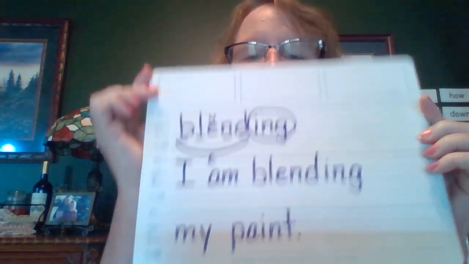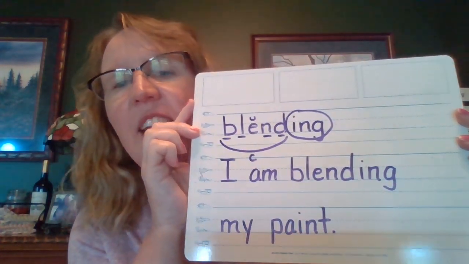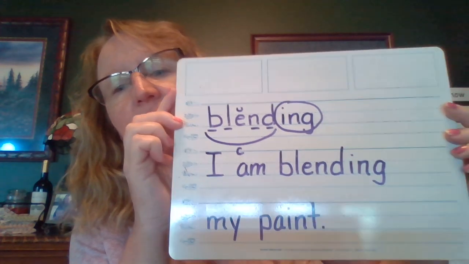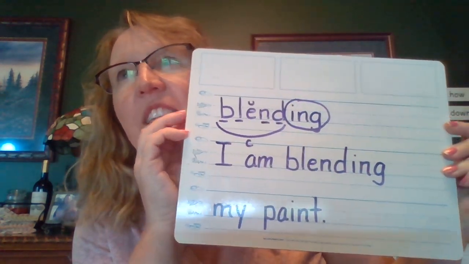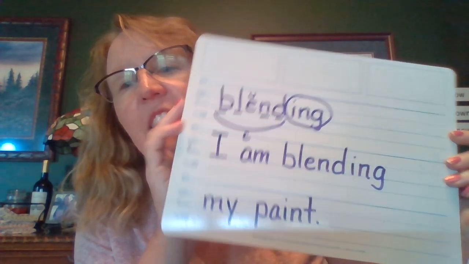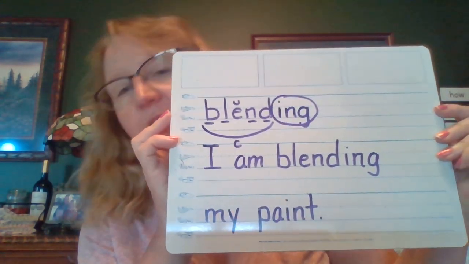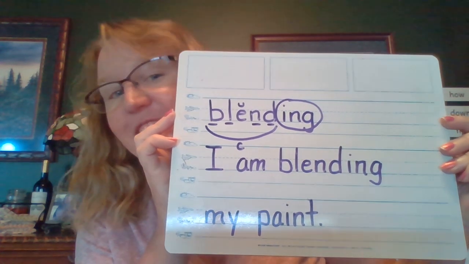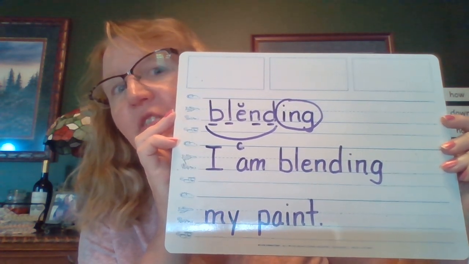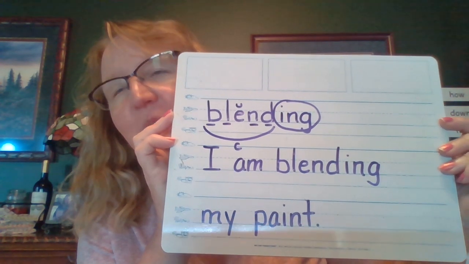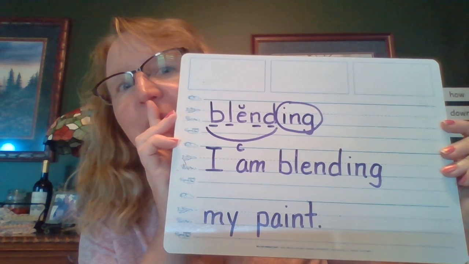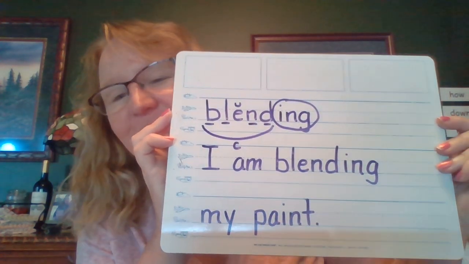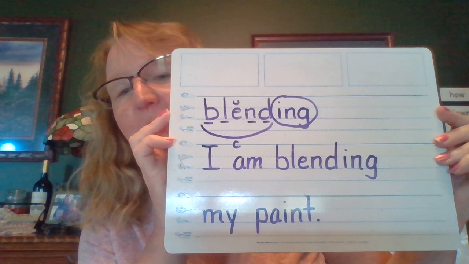Oh, here we go. So I chose our sentence today: I am blending my paint. What happens when you blend, if you are blending red and yellow together? Do you know what you get? Orange. You do. How about blue and red? You get purple. How about blue and yellow? There's the green. All right. So I am blending my paint.